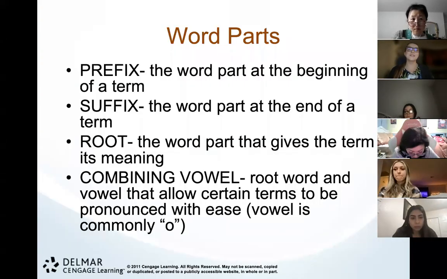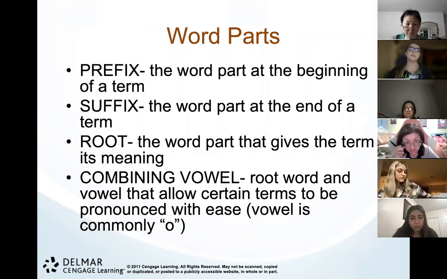So getting into the start of the PowerPoint, we're going to go over word parts. A large part of your homework is defining prefixes, suffixes, and root words, as well as being able to tell what is a combining vowel that we add into certain words. A prefix is the word part that's at the beginning of a term. The suffix is the word part that's at the end of a term. So the beginning of the word is the prefix, the end of the word is the suffix, and the root word is the word part that gives the term its meaning.